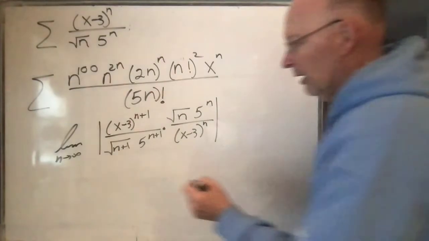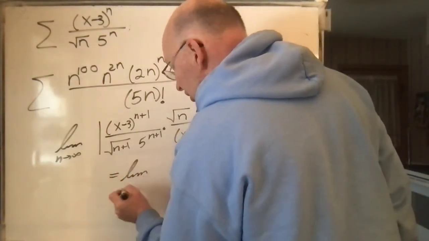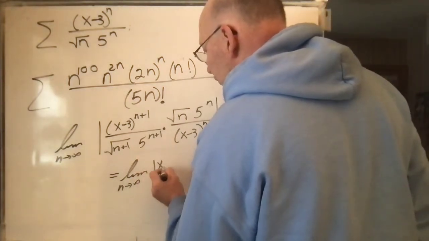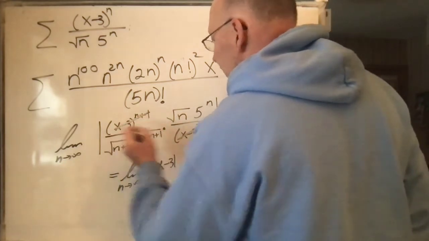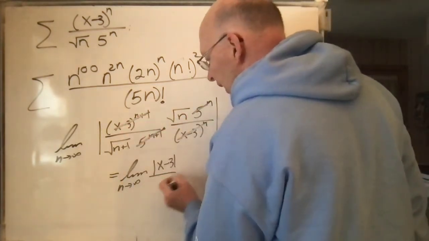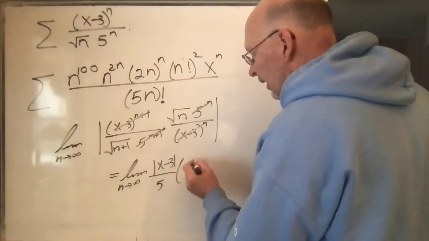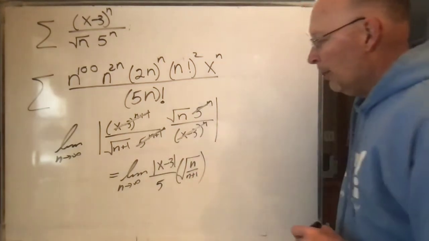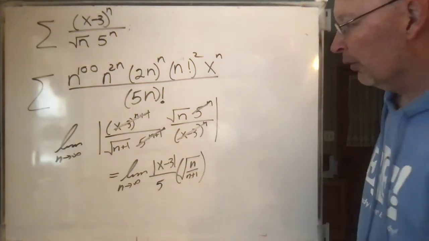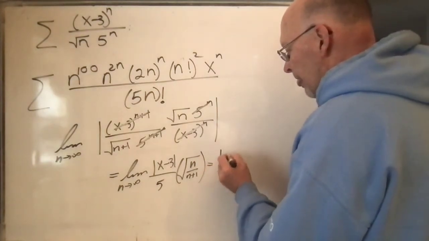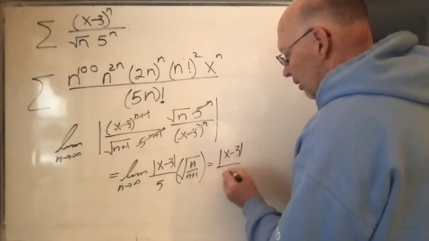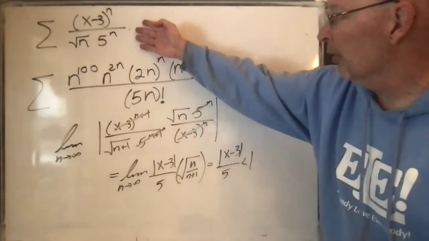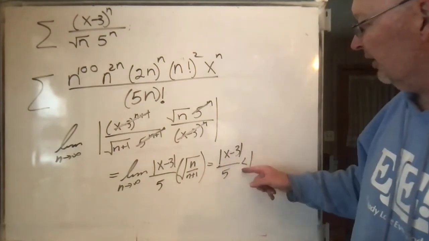Okay? You do all the cleaning of the fish, and what are you going to be left with? You're going to get an absolute value of x minus 3 when those go away. These are going to give you a 5 down there, and then you're going to have the square root of n over n plus 1. But this thing goes to 1, and so the square root of that goes to 1, so you just end up with that right there. And so this will converge absolutely whenever this thing is less than 1 in size.